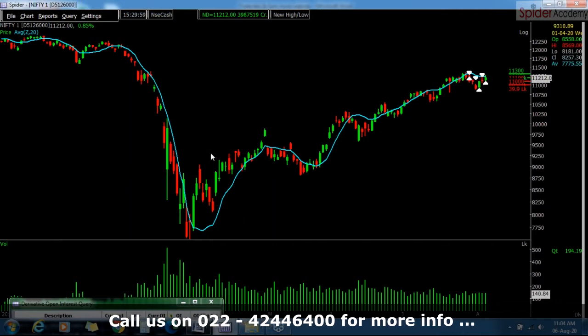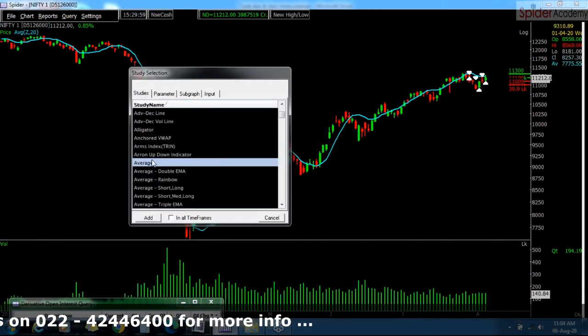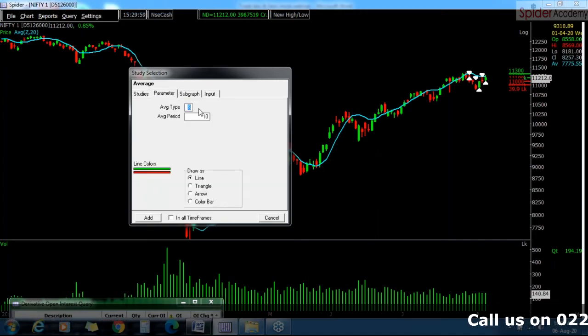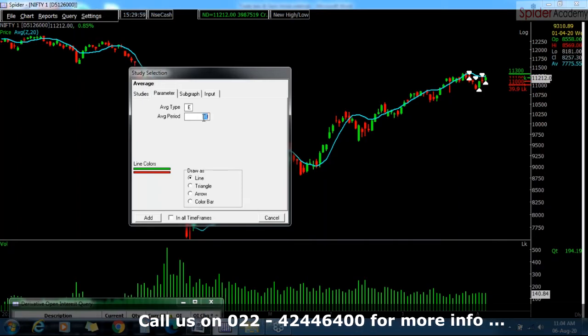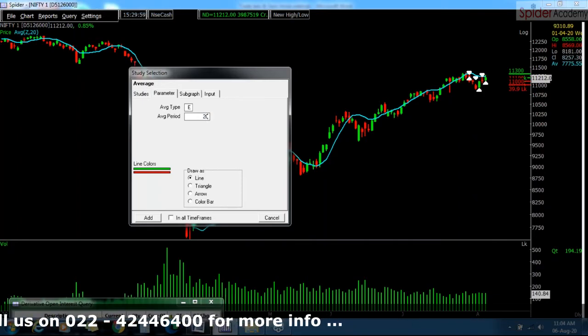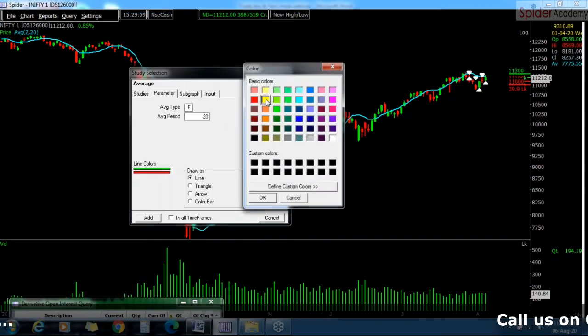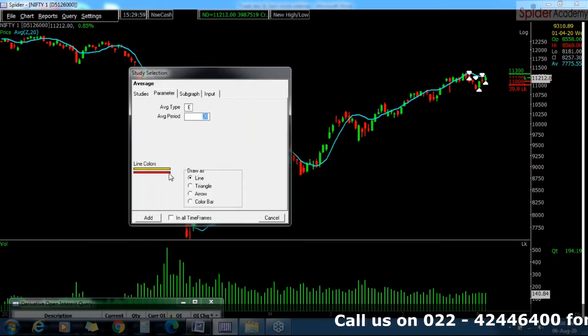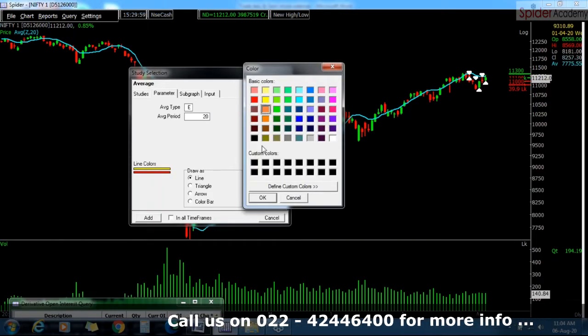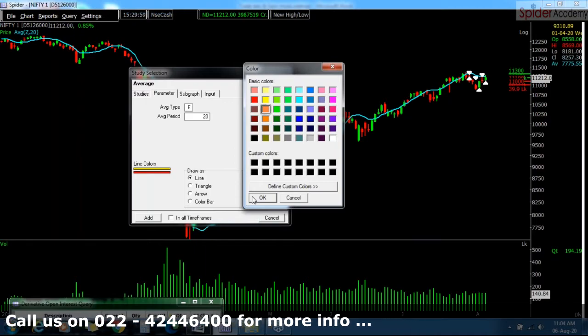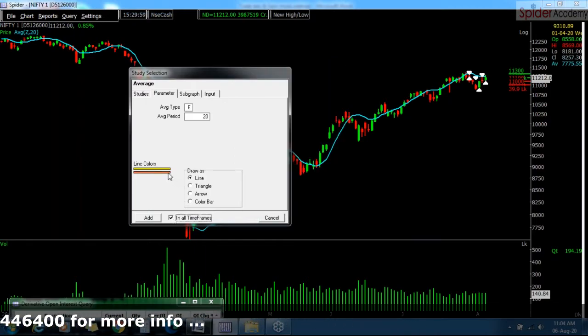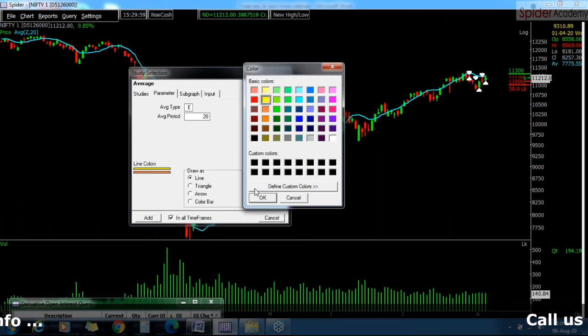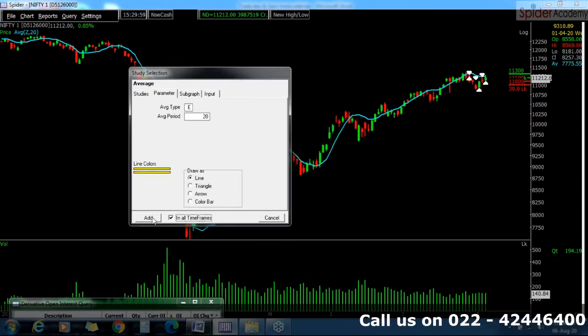So again I press S to add a study. Then I click on average, then I click on parameters. Here I can mention average type as exponential, E. Then I mention average period as 20. Here we can use color. For example, right now I am using the color yellow. Okay. So I change both colors and then we can click on all time frames and add.